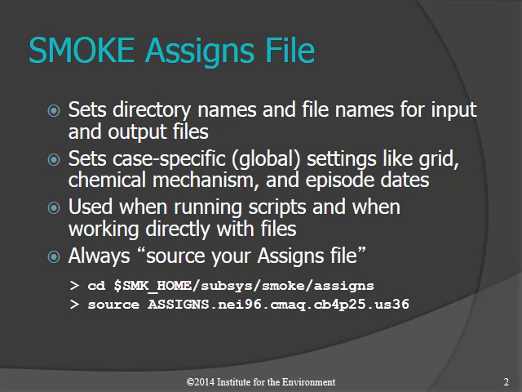The settings in the Smoke assigns file are invoked using the Unix source command. By sourcing the assigns file, using a similar command line argument as seen in this slide, you configure your operating environment for running Smoke. The next few slides show some of the hundreds of environment variables set in the Smoke assigns file. The ones we show here are key variables that are commonly used to navigate the Smoke installation.